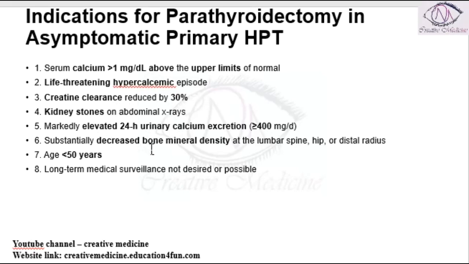or if the patient has an elevated 24-hour urinary calcium excretion of more than 400 milligram per deciliter, or if there is decreased bone mineral density at the lumbar spine, hip and the distal radius, or if the age of the patient is less than 50 years, or if long-term medical surveillance is not desired or not possible, in all these cases parathyroidectomy is indicated even in asymptomatic primary hyperparathyroidism.